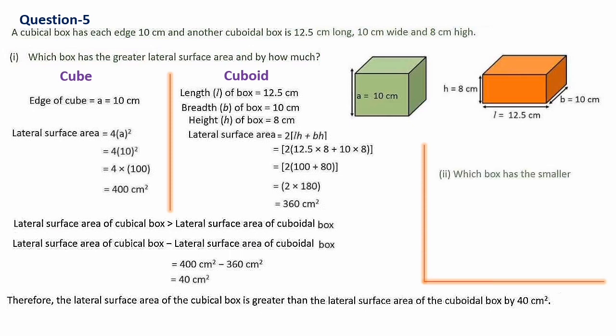Then the second part, which box has the smaller total surface area and by how much? That will be the second question. So that portion you will do it as homework.